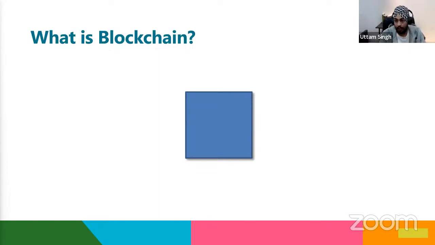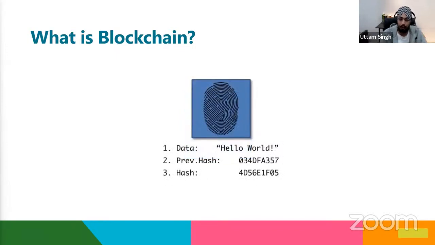So for now, let's focus on the block, and we will understand the chain in the other part. We have block plus chain, and now we are focusing on the block. So let's say we have a block in front of us. This block will contain three things: one is data, the other is previous hash, and the third is the hash.